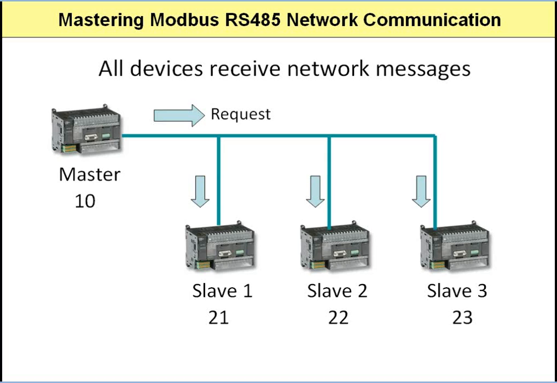But what the master does is that it embeds the value of the Modbus Unit ID of the slave in the message. As you can see, that's 22. It wants to address 22, so it embeds the value 22 in the request message. As we indicated before, all of the slaves will receive the message. But here's what each of them does.